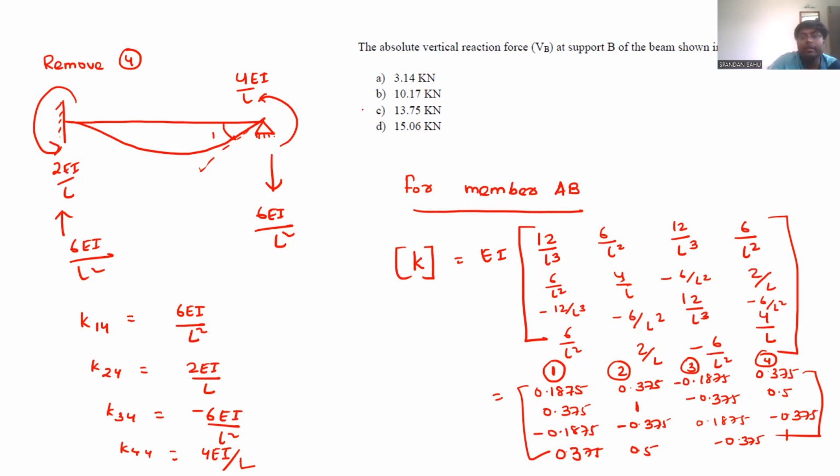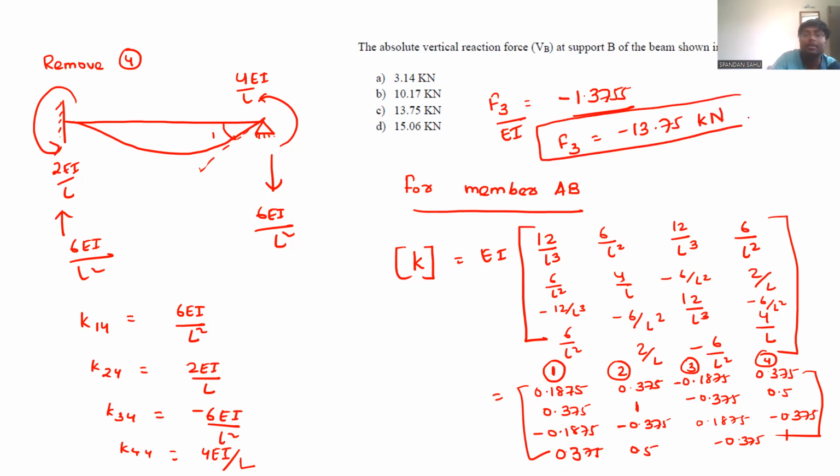So we got F3 equal to minus 1.3755 by EI. F3 by EI is this much. So you will get F3 as minus 13.75 kilonewton. Means after you substitute E value and I value and be consistent with the numerical units, you will get F3 as minus 13.75. So option C is the correct one.